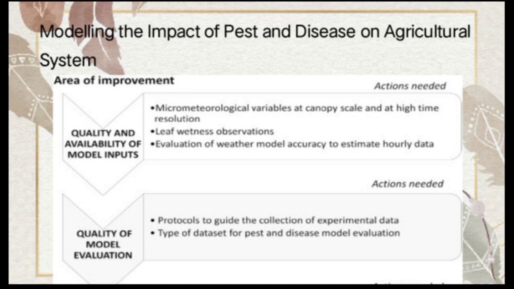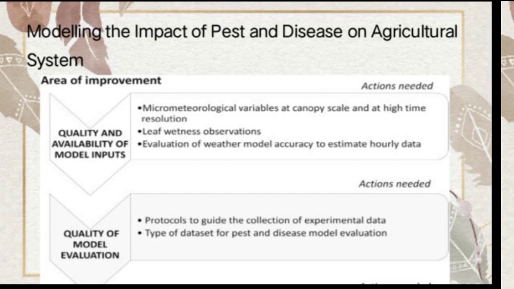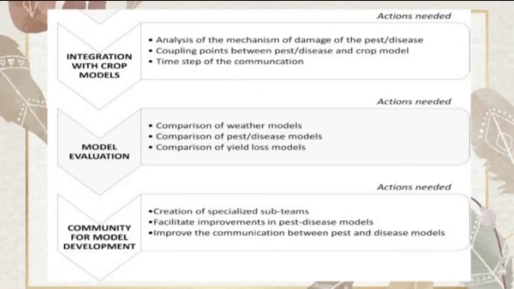Next is quality of model evaluation: protocols to guide the collection of experimental data and the type of data set for pest and disease model evaluation. Next is integration with crop models. Here is included the analysis of the mechanism of damage of the pest or disease, coupling points between pest and disease and crop model, and time step of the communication.